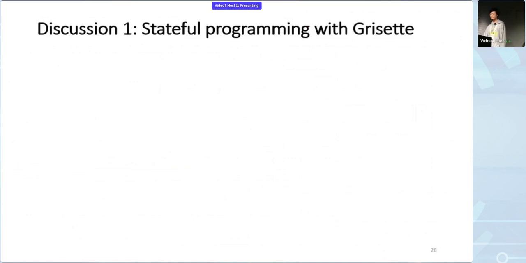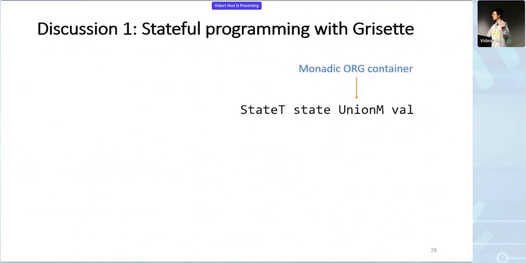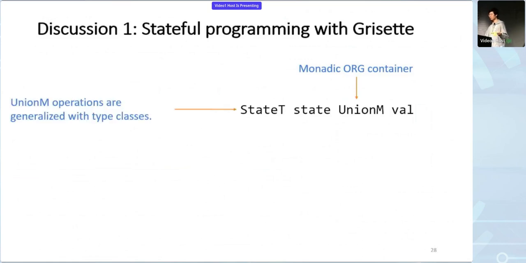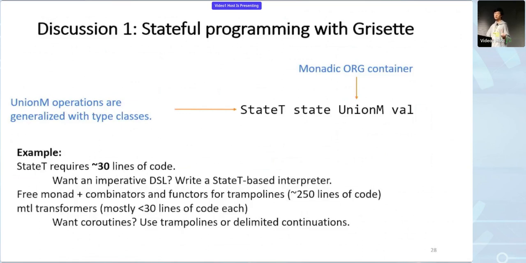A careful listener may notice that Grisette doesn't implement symbolic compilation for common imperative constructs such as mutable arrays. And this seems like a huge limitation. However, our approach is in line with the purely functional programming approaches and works with something like state monads. And here, UnionM is a monad, and its operations are all generalized via type classes. And these generalized operators will also perform efficient merging. And we've got a few instances already, and they have benefits.